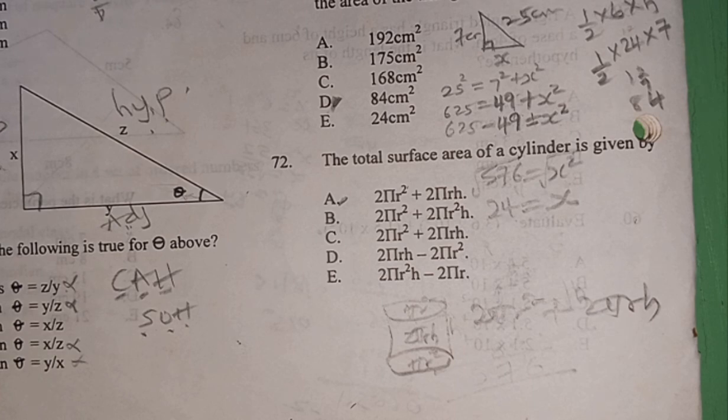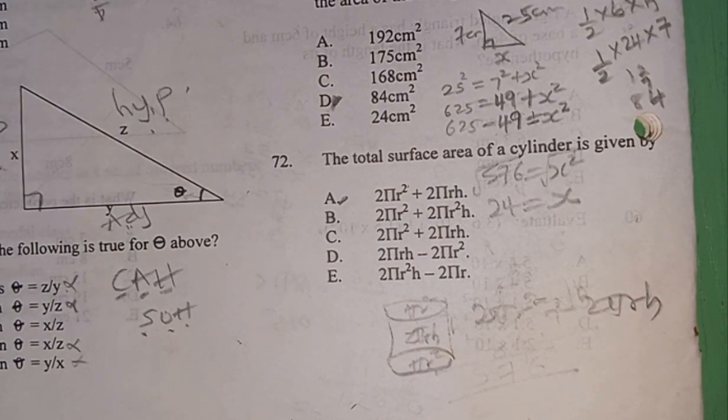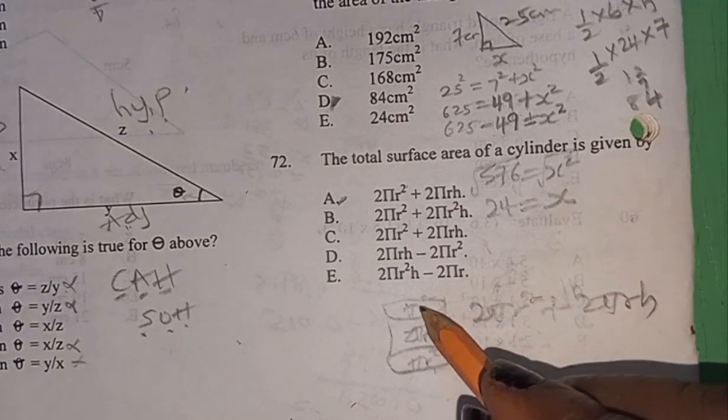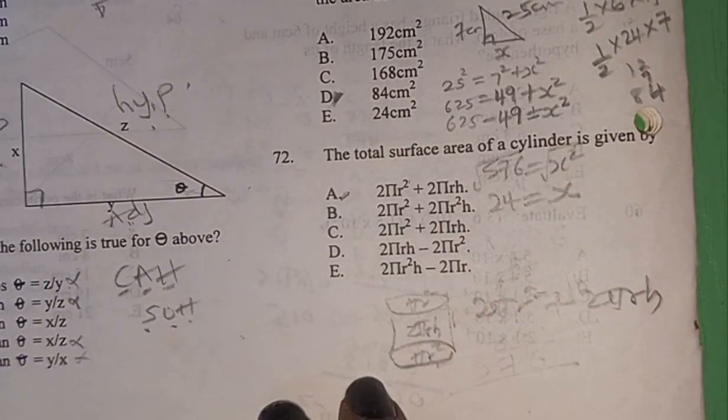So that is that. Do you understand? So a cylinder has two flat faces and one curved surface. So that is that. The option is A. 73.